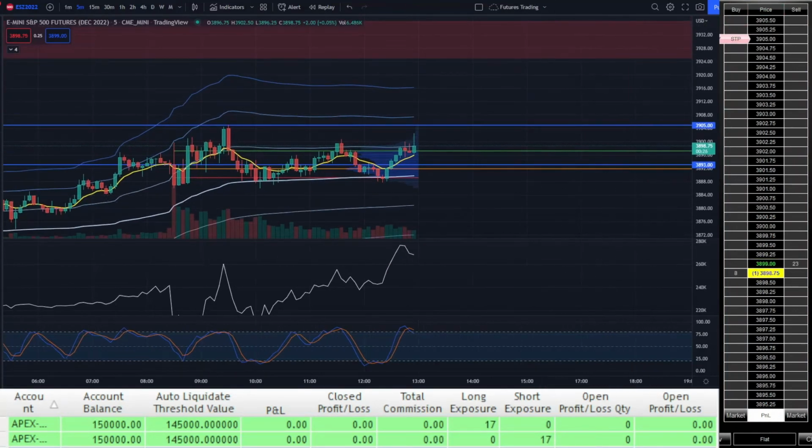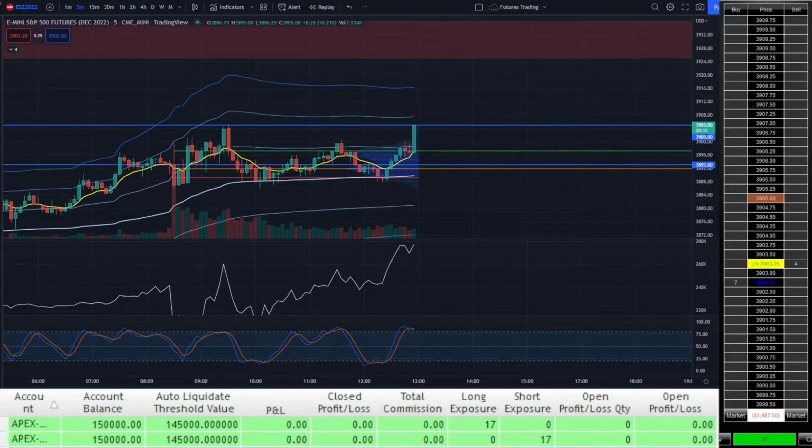So here the recording starts about a minute before the FOMC minutes are released, and price is dropping around right below 3,900. You can see I have my 17 buy stop orders set at 39.05 on one account, and 17 sell stop orders set at 38.93 on the second account.